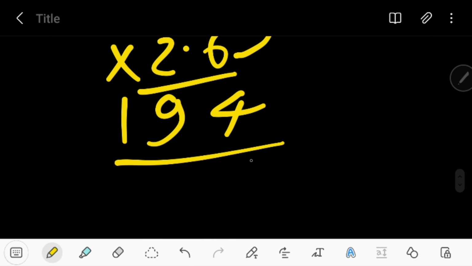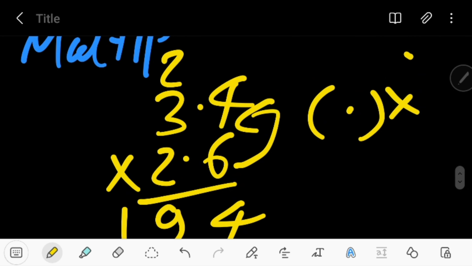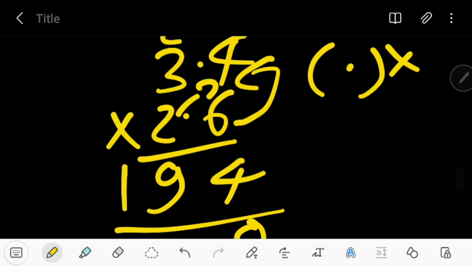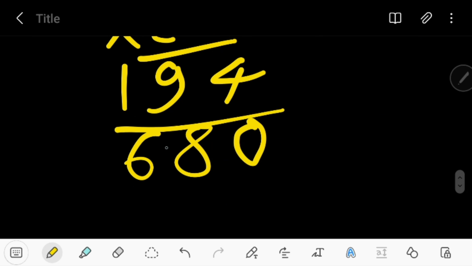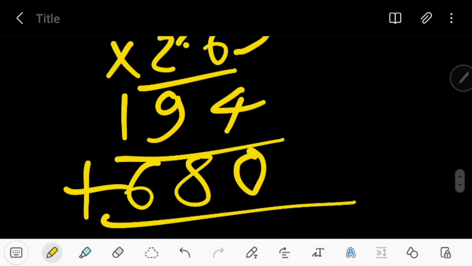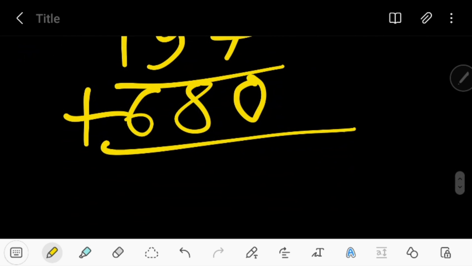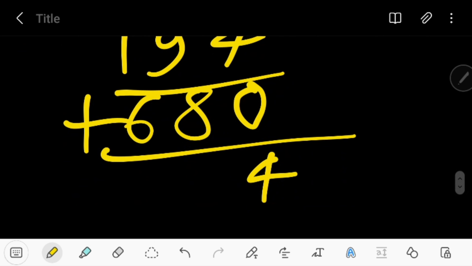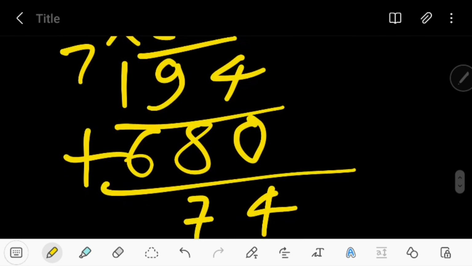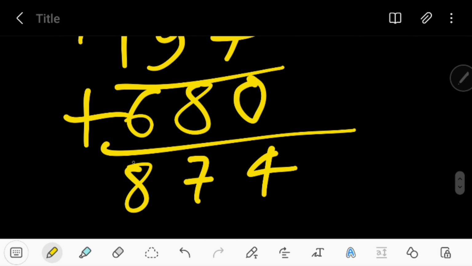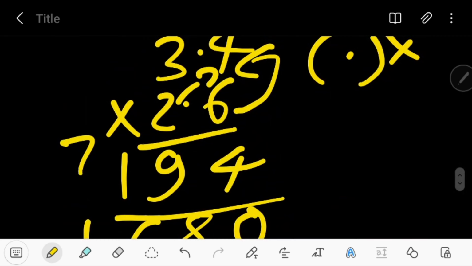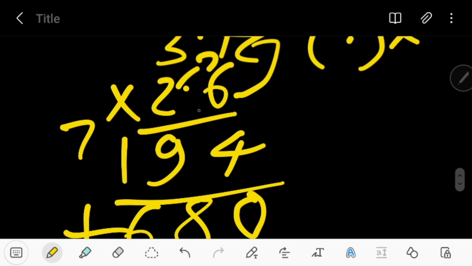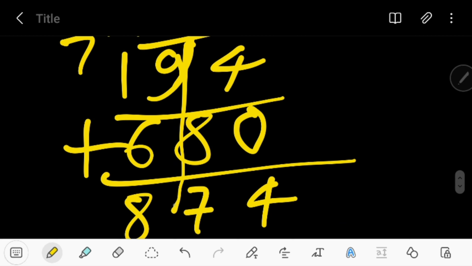Then, just like in normal multiplication, you have to keep the 0 in here. Then we need to multiply 2 by 4, that is 8, and 2 by 3, that is 6. And just like normal multiplication, we just have to add. So 4 plus 0 is 4, 9 plus 8 is 17. 1 will go here, then 7 plus 1 is 8. Now what you need to do is bring down the decimal point right here.